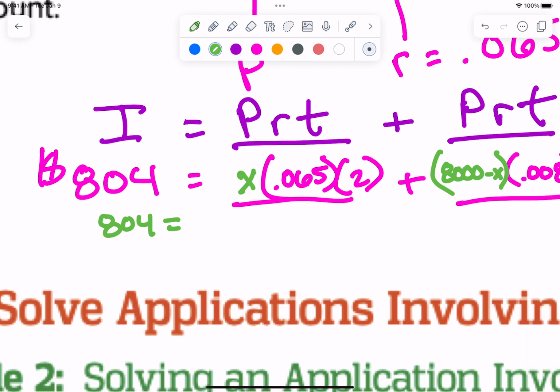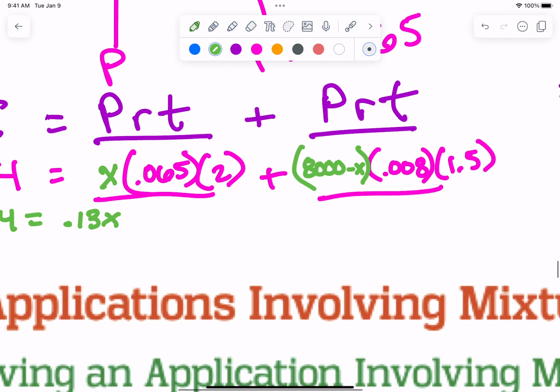0.13, I think. Check me. You're right, 0.13x. Awesome. All right, now let's do this part. What's 0.08 times 1.5? 0.016? No, that's wrong. 0.012. You're right, 0.012 is what it is.